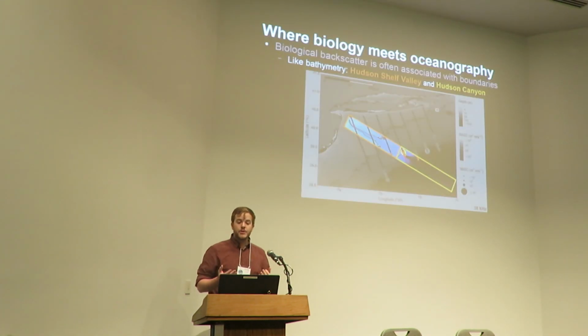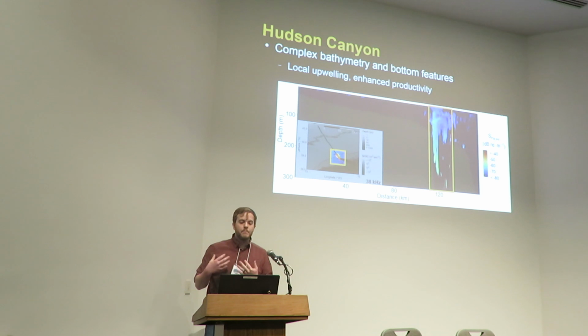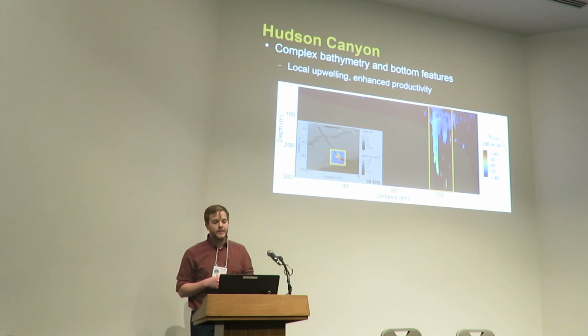So it turns out, unsurprisingly, that biological backscatter and aggregations are associated with boundaries. Things like bathymetry. So in the orange box here, we have the Hudson Shelf Valley, followed by the Hudson Canyon, which overlaps with over half of our transects. And it turns out that these are very biologically productive habitats because of their complex bathymetry and bottom features that can create things like local upwelling that are bringing kind of deeper, nutrient-rich water to the surface, so you get a lot of phytoplankton blooms, which then supports much more robust food webs.